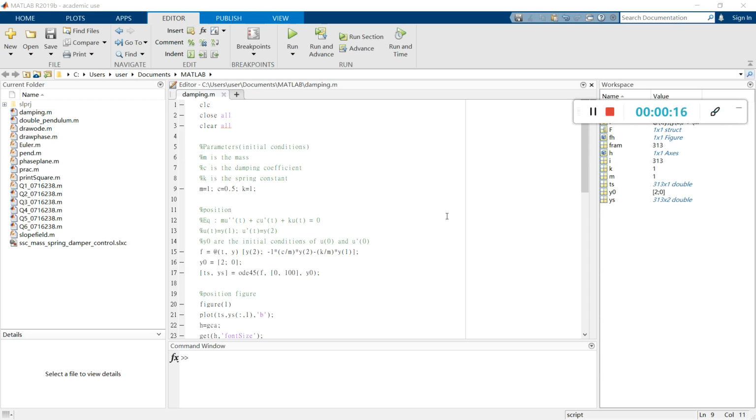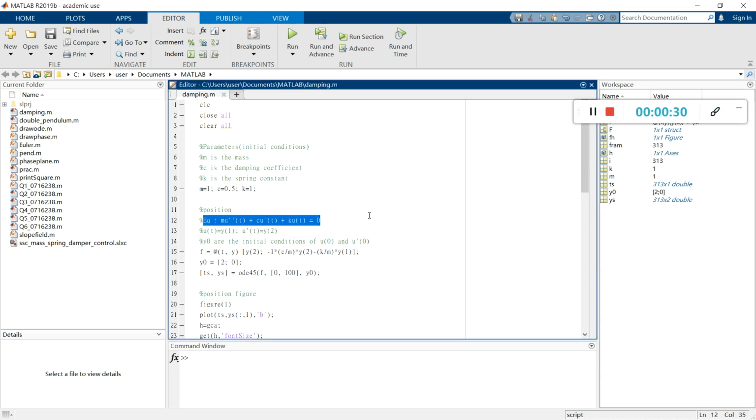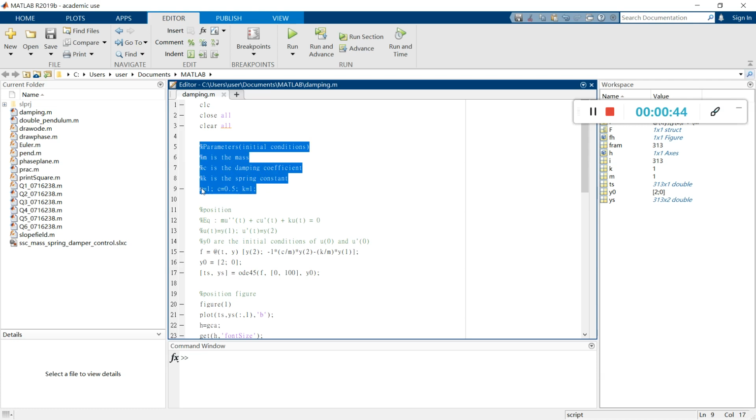We know that the equation of this system is mass times acceleration plus damping coefficient times velocity plus spring constant times the position. Here is the equation. In the equation, the parameters we can control are mass, damping coefficient, and spring constant. We control those parameters here.